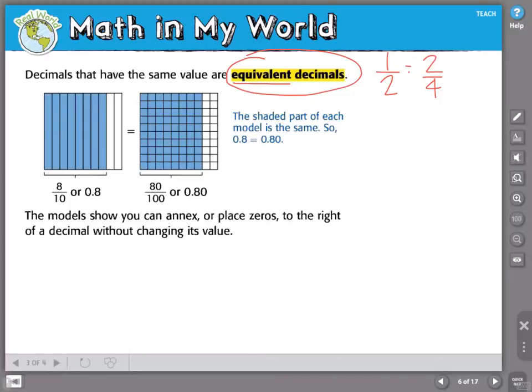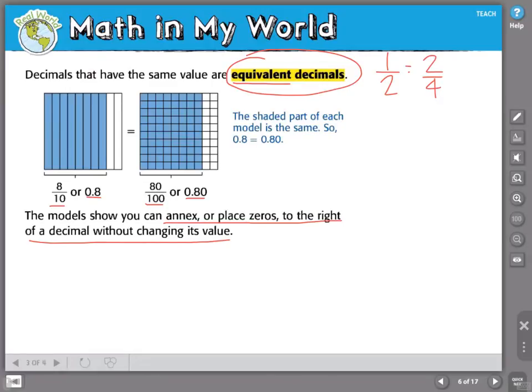8/10, which can be written as a fraction or a decimal, is equivalent to 80/100ths. Also can be written as a fraction or a decimal. These numbers have the same value. The models show that you can annex or place zeros to the right of a decimal without changing its value. This is very important.